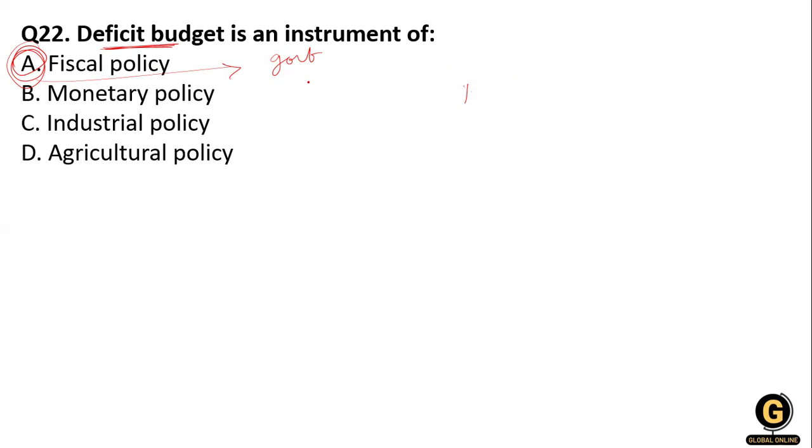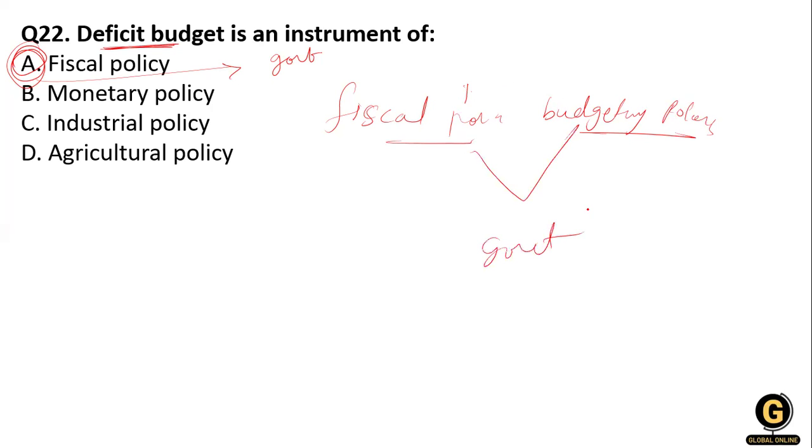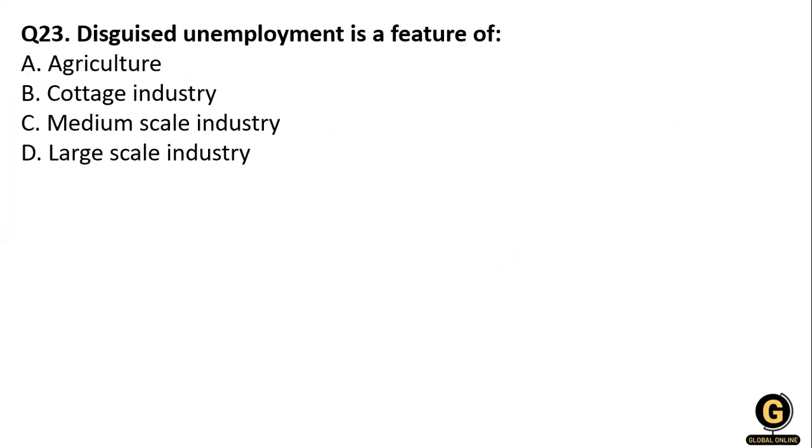These two tools: fiscal policy and budgetary policy. So these tools are used by the government.